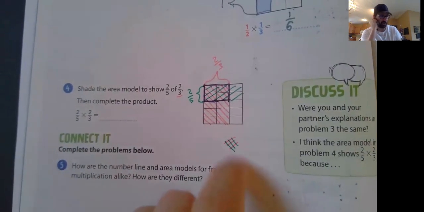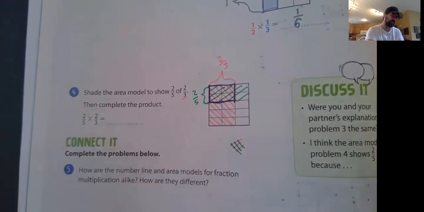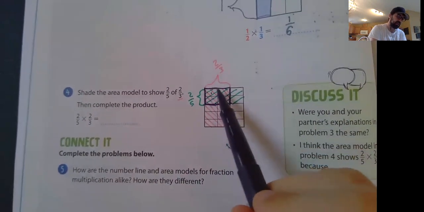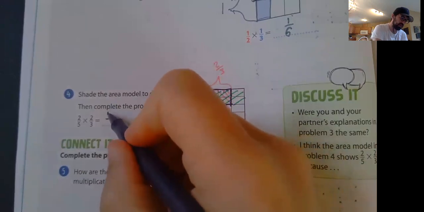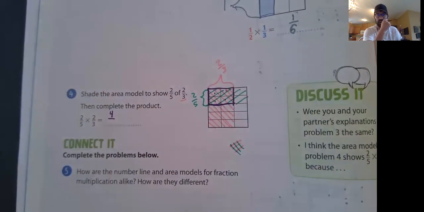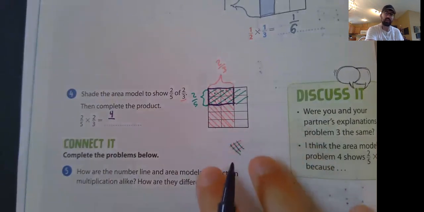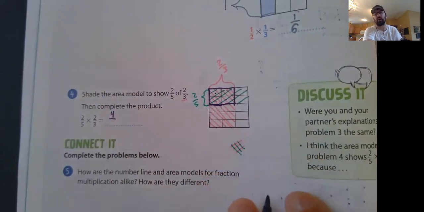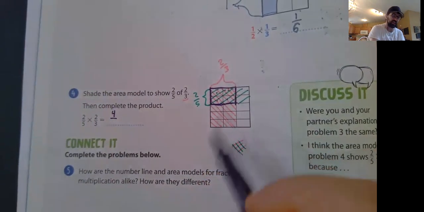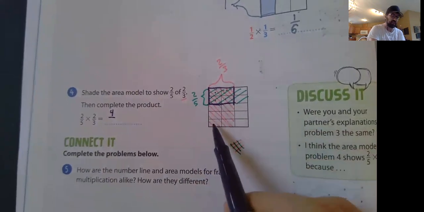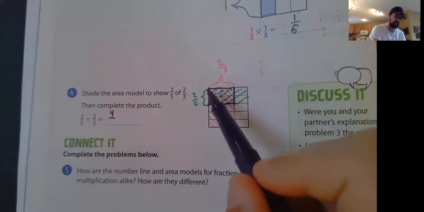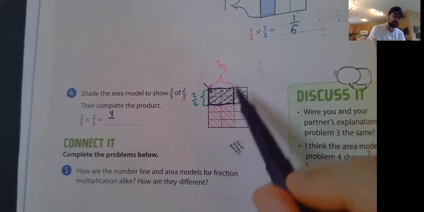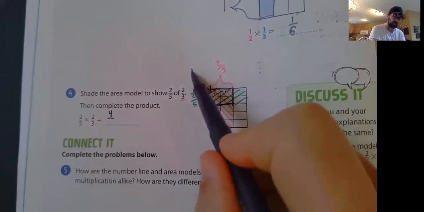So again, the overlapping area is how many boxes? There's 1, 2, 3, 4 boxes. So my answer is going to be 4 somethings. The next question is, what is the value of one of the boxes? Just one box, any of these boxes. What is the value of one box in relationship to the whole? It's going to be 1 what?